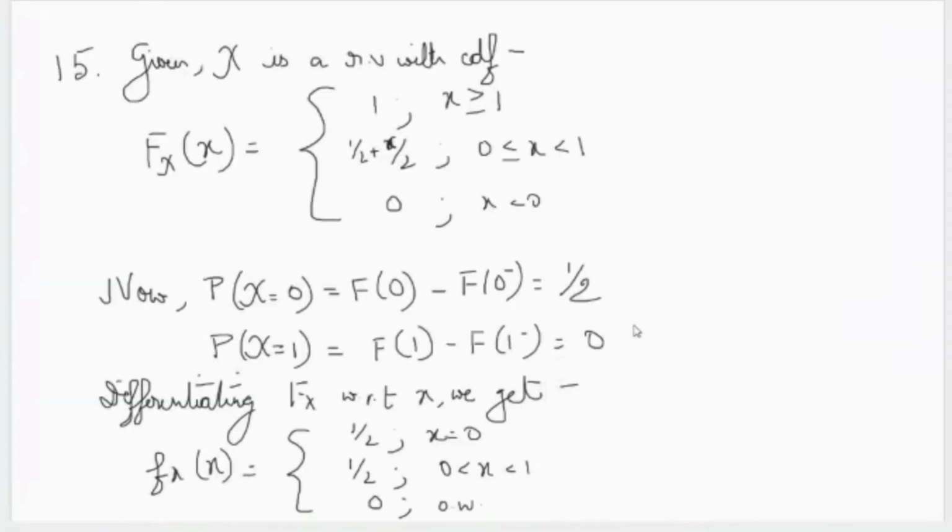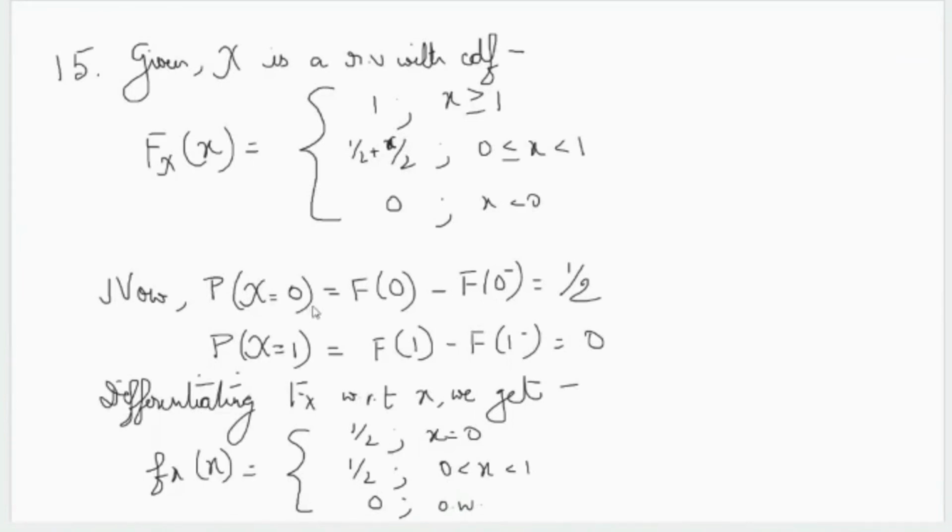So I've simply written down the series of fx here. Now, let us first check the probabilities of x at the points of discontinuity, which is 0 and 1. So probability x equal to 0 is f of 0 minus f of 0 minus, f of 0 is half plus 0 by 2, which is half, and f of 0 minus is 0. So probability x equal to 0 is half.